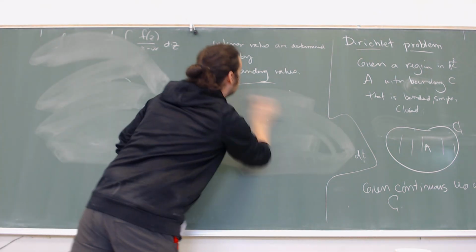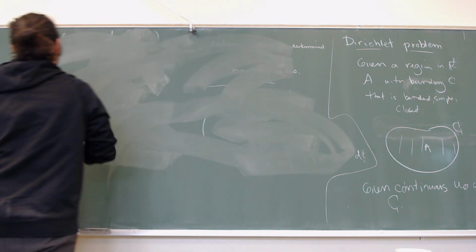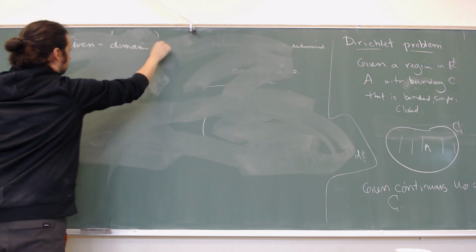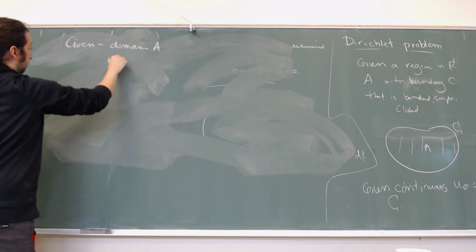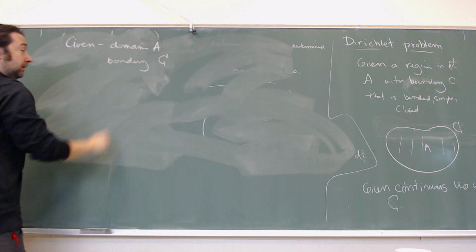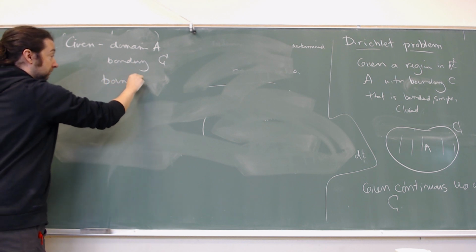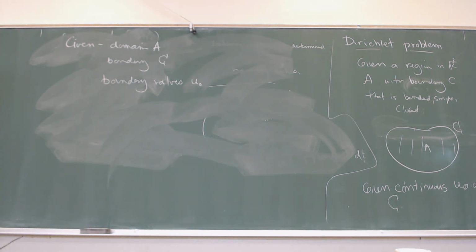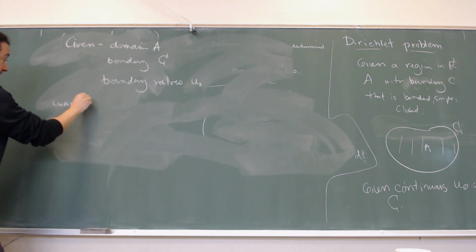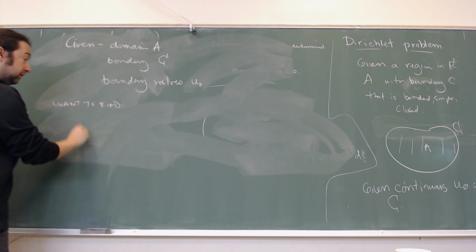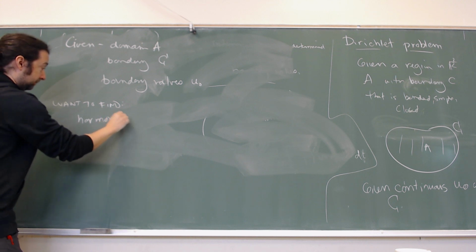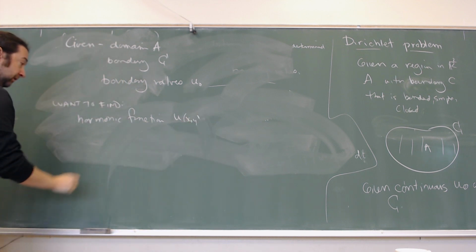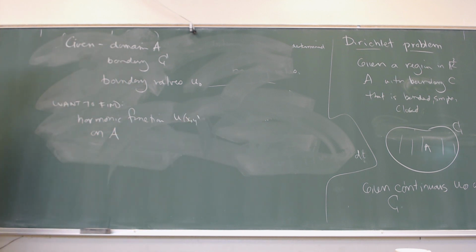So I'm going to resort this slightly because I wrote it down low. So what you are given is the domain A, the boundary C, the boundary values u naught, and what you want to find is a harmonic function u of x and y on A. So what does it mean to be harmonic?